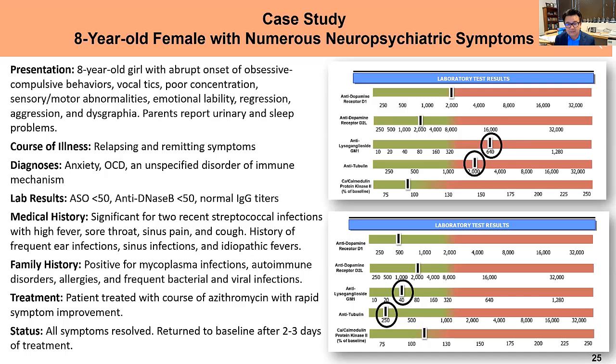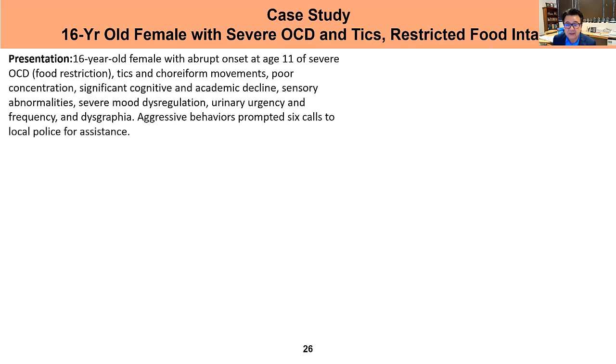Unfortunately, the majority of the cases are patients who come after seeing, in this case, what I mentioned, 5 to 15 doctors, and still haven't responded or gotten well. So this is a little bit different case here with a 16-year-old girl, severe OCD and tics, and restricted food intake. Abrupt onset at the age of 11, so another 5 years of dealing with this.